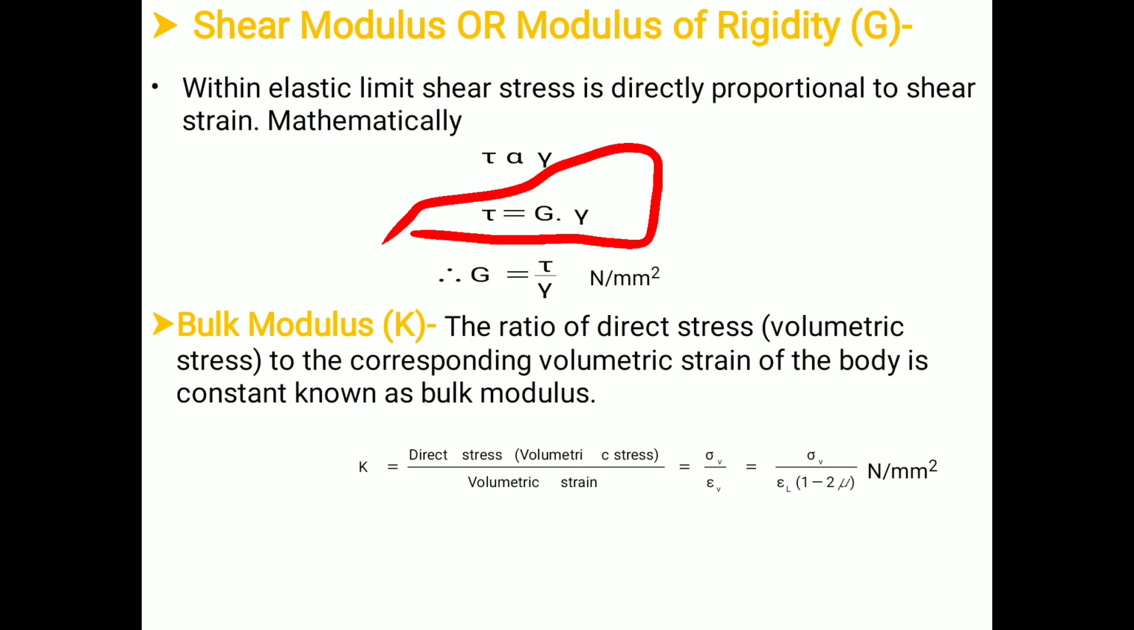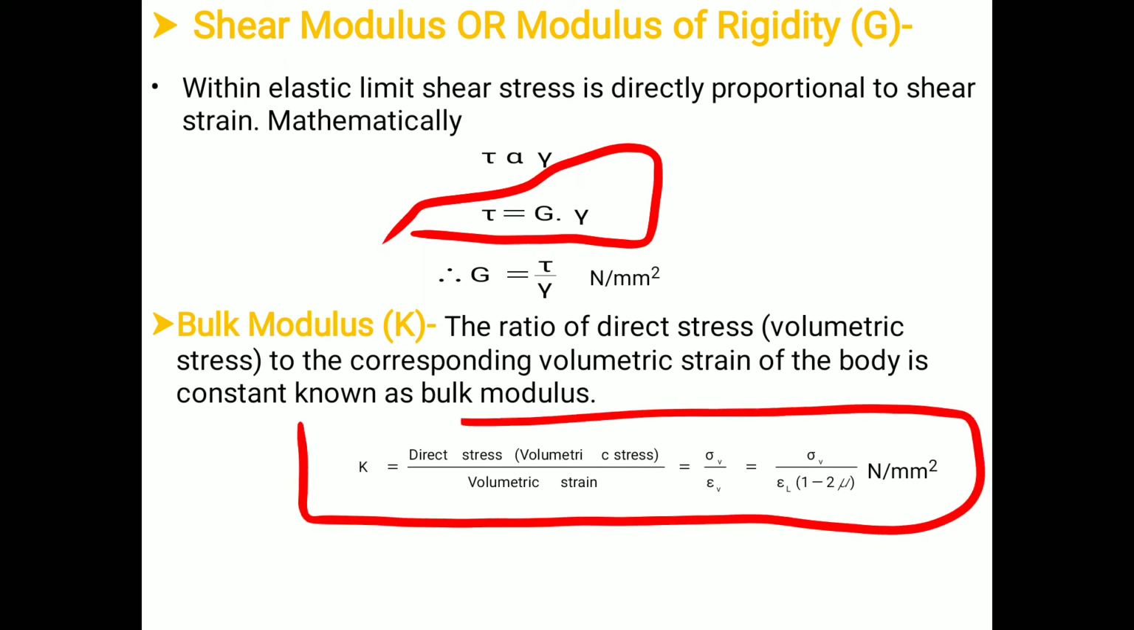So bulk modulus is the ratio of volumetric stress to the corresponding volumetric strain. Therefore, K is equal to volumetric stress upon volumetric strain, and mathematically it is given by sigma V upon epsilon V, which is equal to sigma V upon epsilon L into (1 minus 2 mu). That value of epsilon V we have discussed in the previous slide also. The unit of bulk modulus is Newton per mm square or MPa, megapascal.